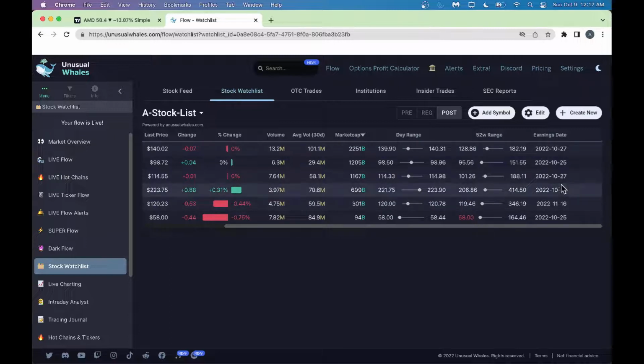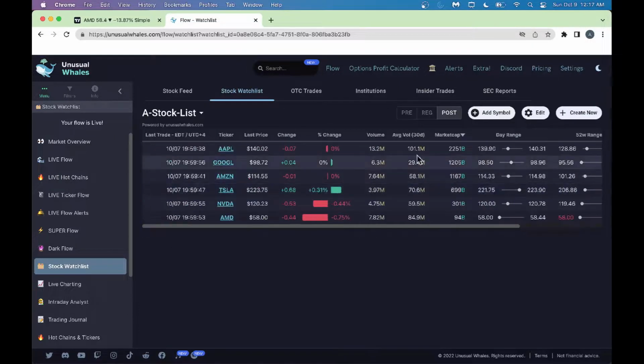Also nice earning date here. So it's a good idea what's going on. You can get a good idea here. It's a good handy tool here. Nothing great, but look, you can look at pre-market and regular market and post-market. It's a good one to get some idea here.